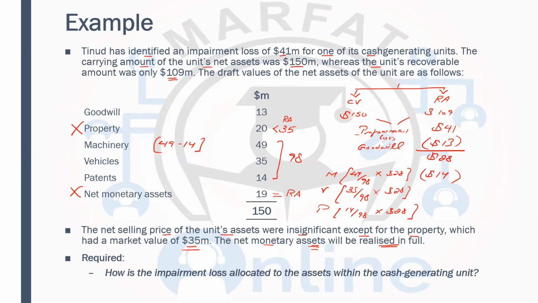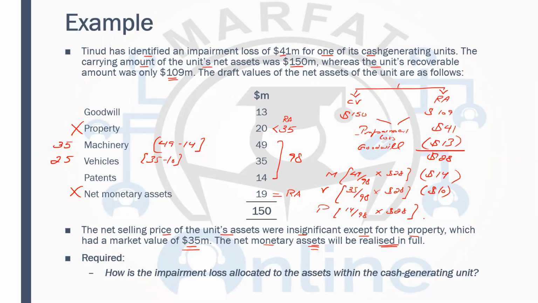So 35 is going to be the revised value of the machinery. Similarly, you're going to do with the vehicles. 35 divided by 98 into 28. It is going to give you 10. So at what value the vehicles will be recorded? 35 minus 10 is equal to 25.